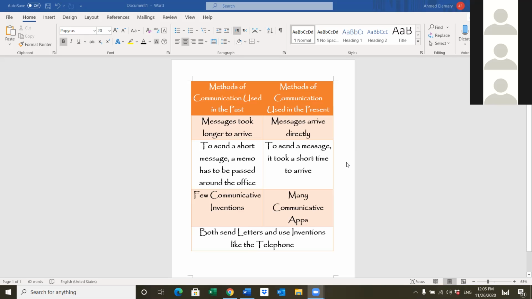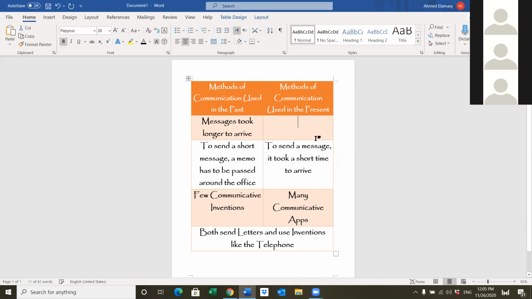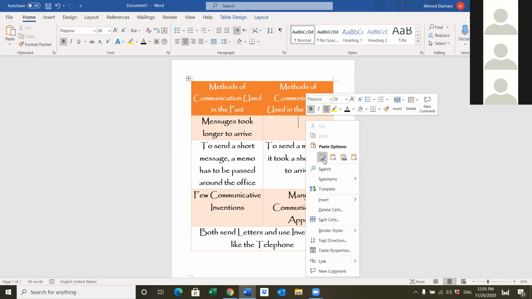Here, to send a short message, a memo had to be passed around the office. But do we now have to send a memo or do we send it directly? No, we send it directly. Very good. So you had to switch them both. Switch, arrive directly with the other one. Yes, okay, amazing. So I just made it the opposite. Okay, let's put it here.